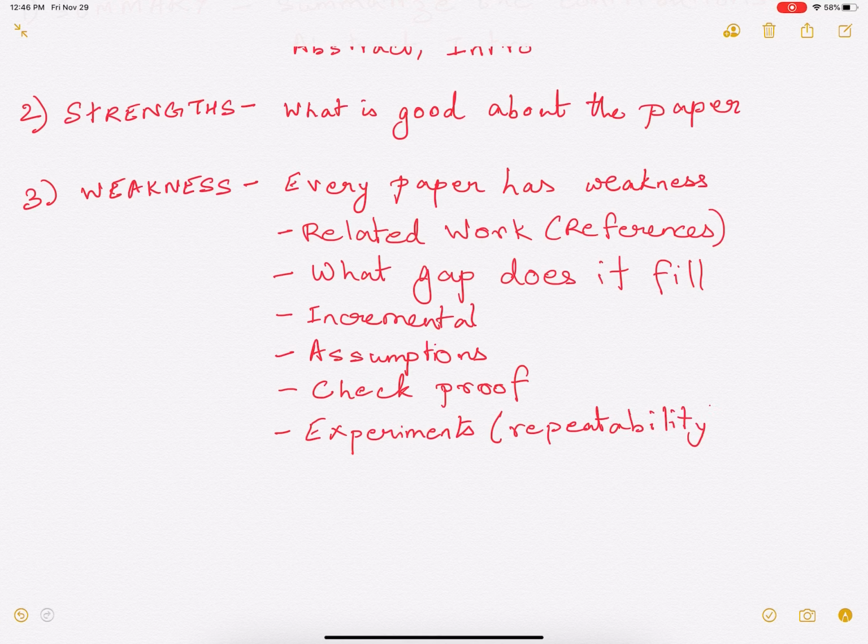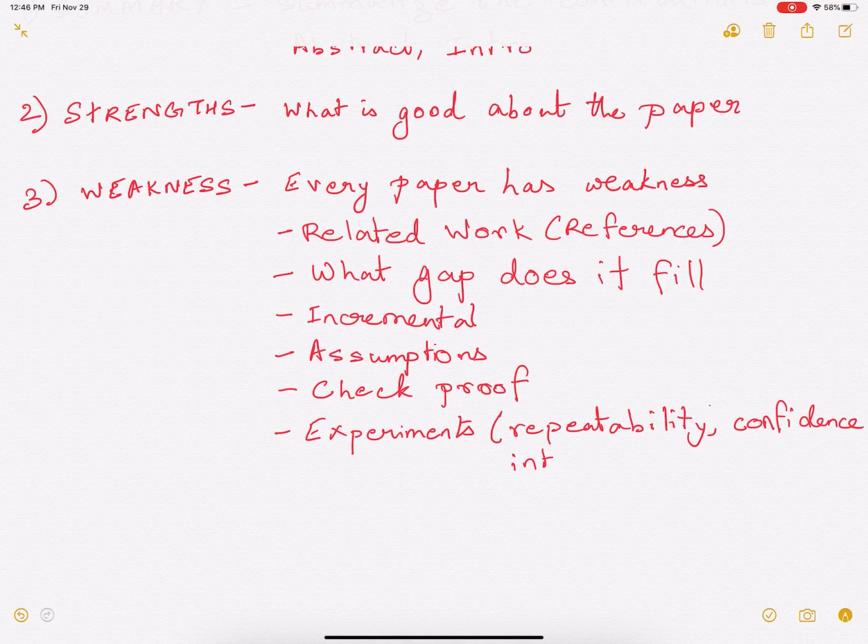Have the authors provided enough information such that the experiments can be repeated? If that's not the case, that's something of a weakness, because there's not enough information for another set of researchers to replicate the results in this paper. You should check if they have confidence intervals.